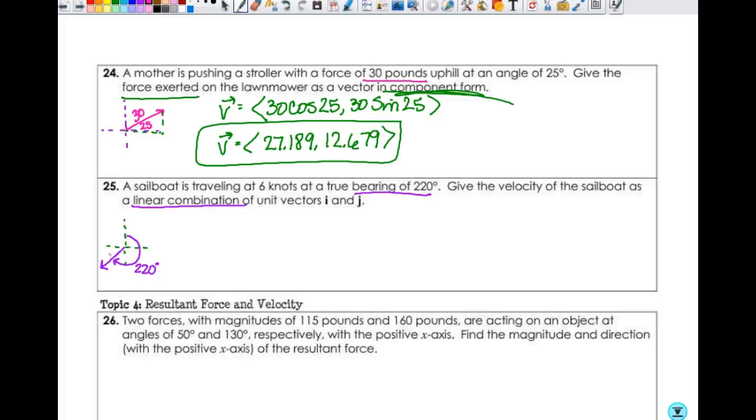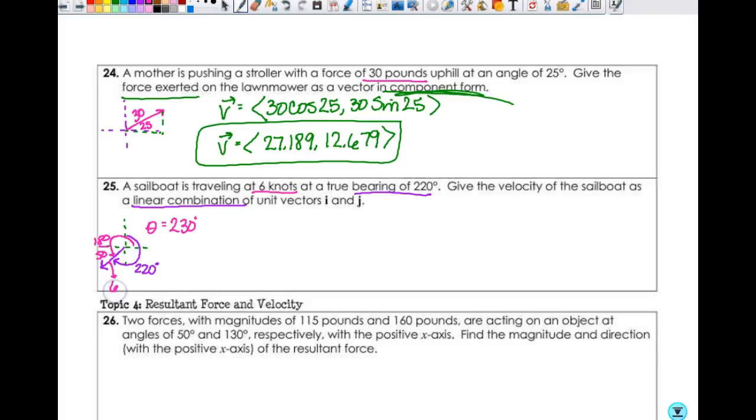So there's a couple different ways to do this. If I want to go from here to here, I know from here to here is 180. If this coming this way would be 270 and this is at 220, there's 50 more to go right there. So 50 and 180 means theta is actually 230. Okay, so I got my theta. The resultant, the vector, it is 6 knots.